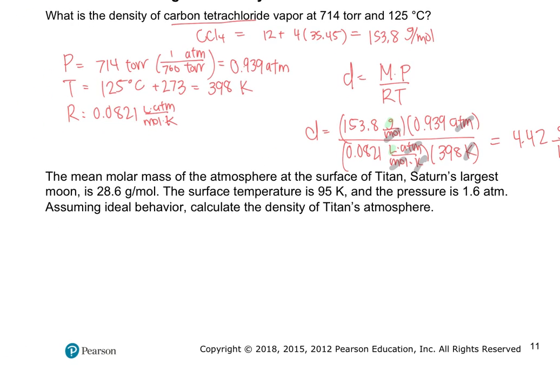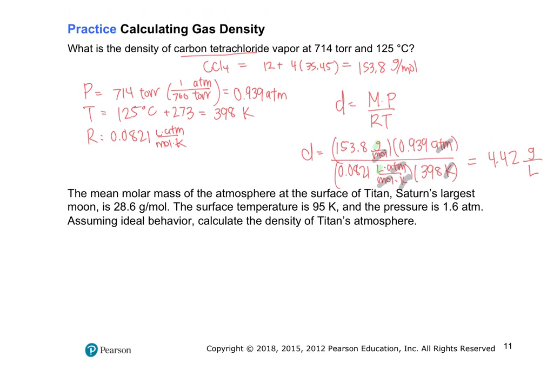For this next problem, we have the average molar mass of the atmosphere at the surface of Titan, which is Saturn's largest moon, is 28.6. So the molar mass is 28.6 grams per mole. The surface temperature is 95 Kelvin. That's pretty cold. And the pressure is 1.6 atmospheres. Assuming ideal behavior, calculate the density.